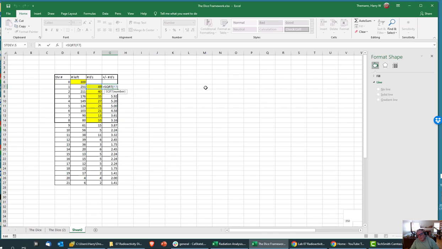Alright, so we have the number left, and now we also want error bars, and the error bar for a counting experiment is always the square root of the count. Okay. So now we do square root, and then enter, and it's the square root of the one next to it. And then we use our fill handle. There it is.